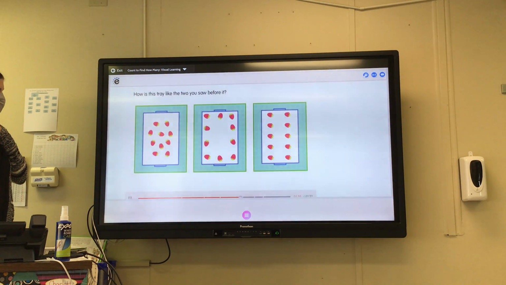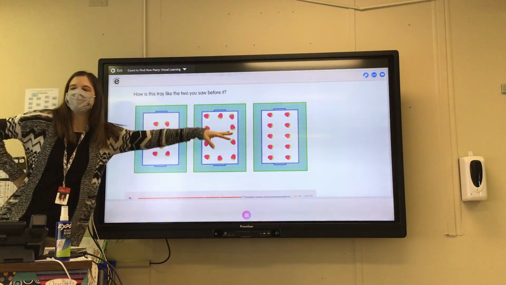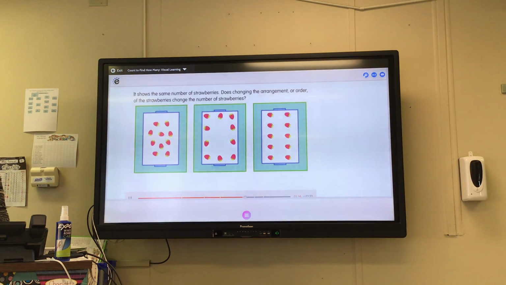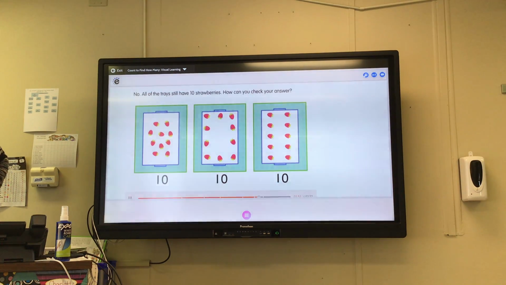How is this tray like the two you saw before it? They have 10, right? 10 strawberries. They all look a little different, but when you count them, there are 10. It shows the same number of strawberries. Does changing the arrangement or order of the strawberries change the number of strawberries? No. All of the trays still have 10 strawberries.